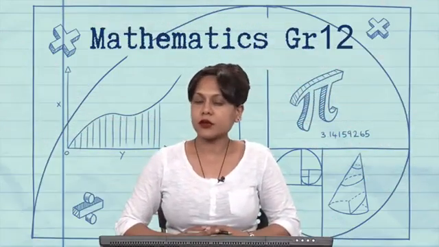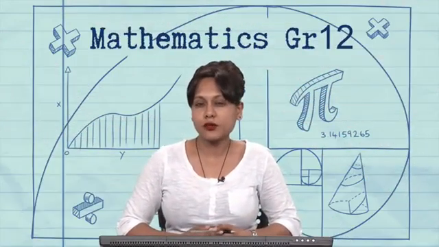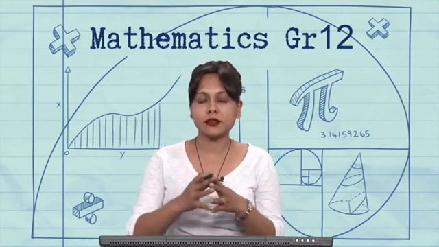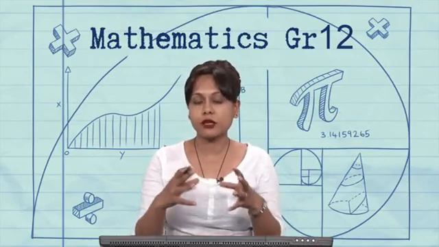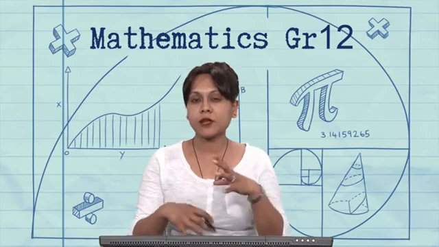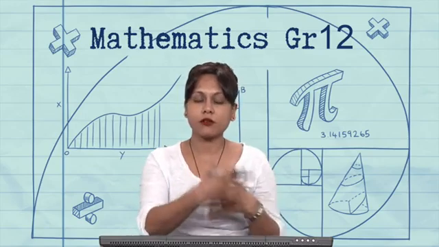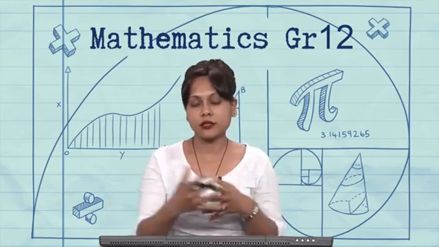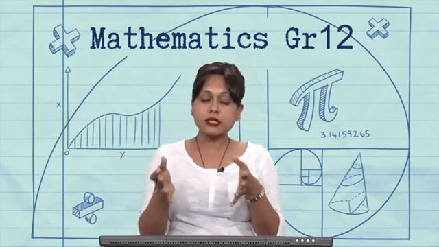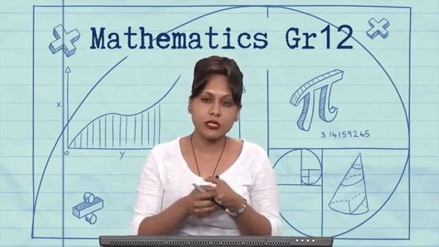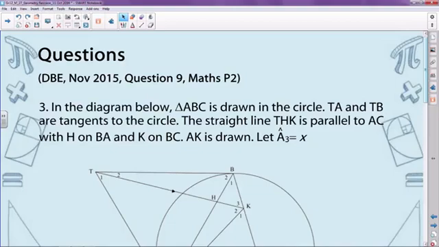Welcome back, everyone. So far, we've been looking at geometry, and what we've looked at is a question involving the proportion theorem, and before that, a question involving just a cyclic quad and circle geometry. So now this next question comes from the November 2015 paper. It's question 9 for those of you who are revising from past papers.